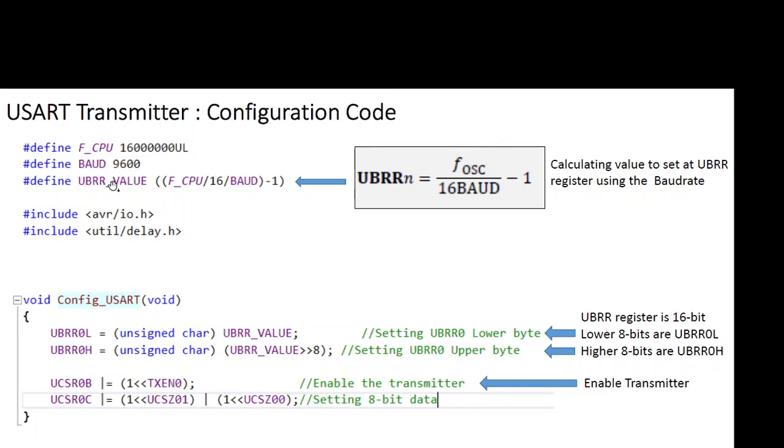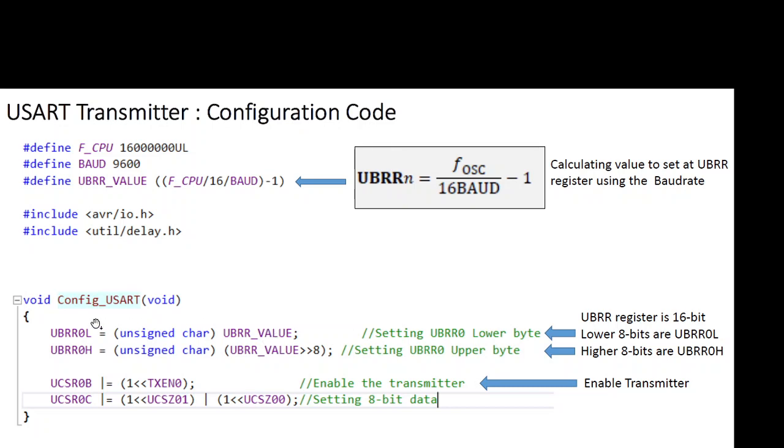So my UBRR value I'm calculating here, right? After calculating the UBRR value, then I'm setting my UBRR value here. So UBRR0L is directly this value. This is only the last 8 bits. So if I cast this to unsigned char, that is only 8 bits. So I'm setting the last 8 bits of this one to UBRR0L and shifting this one 8 times and assigning the last 8 bits again to UBRR0H.